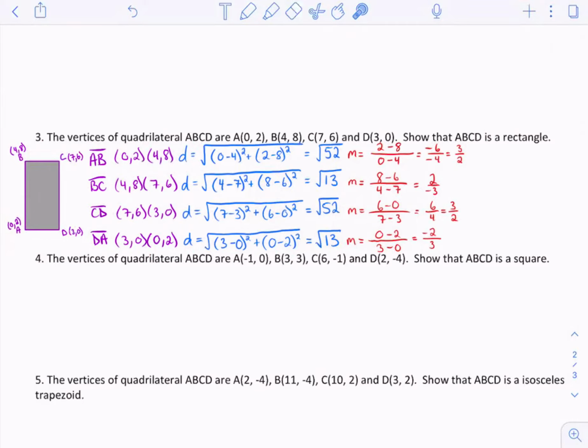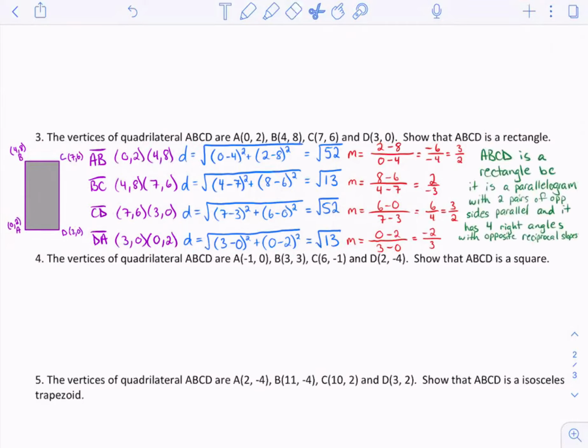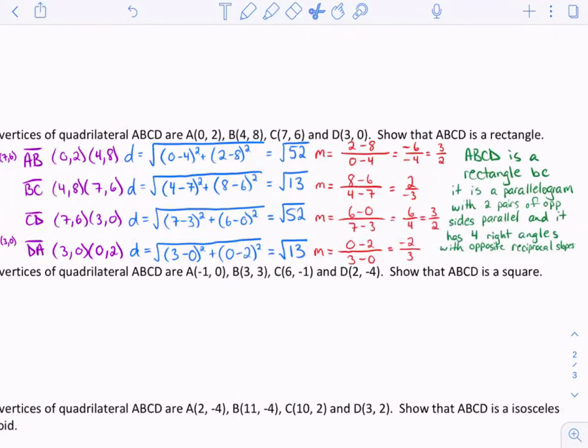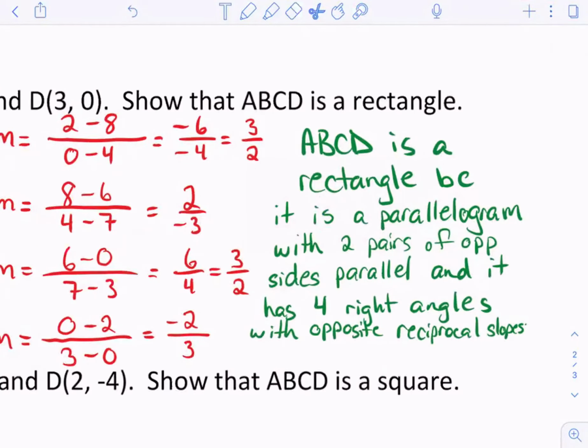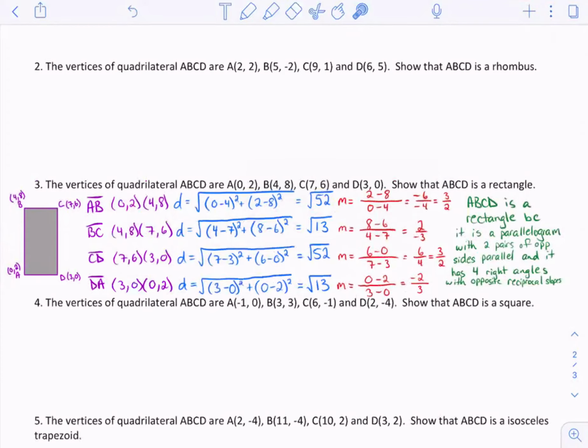You need to have a final conclusion. So there's my conclusion. I said ABCD is a rectangle because it's a parallelogram with two pairs of opposite sides parallel, and it has 4 right angles with opposite reciprocal slopes, or negative reciprocal slopes. That's what this is right here. So really, that's how you do a proof, given the coordinates. You just have to do all the math, and then when you're done with the math, you just have to write a final statement explaining that math.